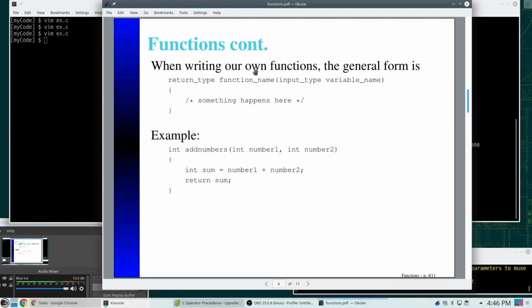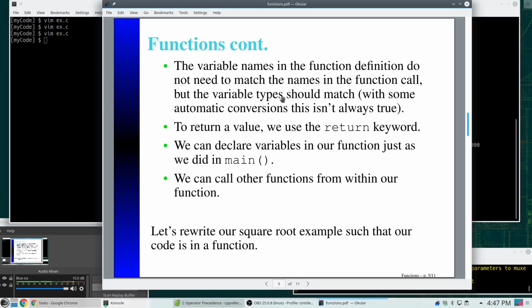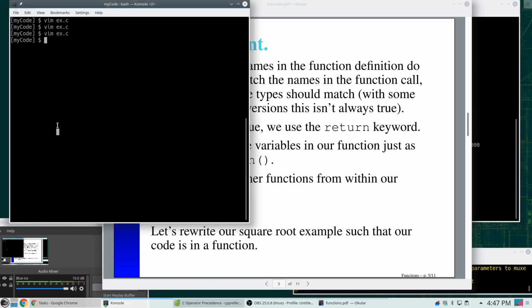So what do I mean by all that? Well, this means that in the place where I'm calling add numbers, I don't need to call the variables number 1, number 2. These are just sort of placeholders that I'm going to use inside my function. Right? If you're returning a value, and not all functions actually return a value, then we use the return keyword. But beyond that, we basically can use our functions any way we did main. And in fact, main is a function. So I can declare variables, I can call other functions, I can pretty much do any of the things I would do in main. So now let's go back and rewrite our square root code as a function and see how things work.